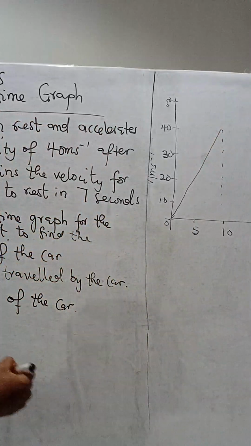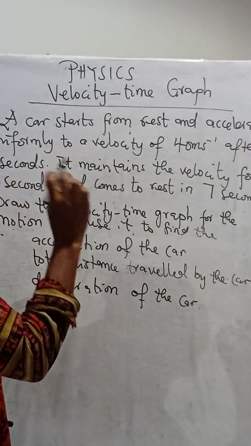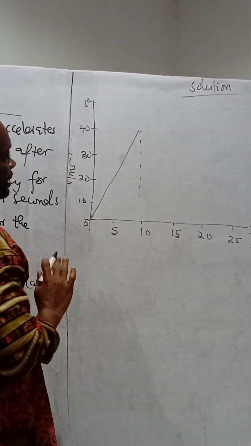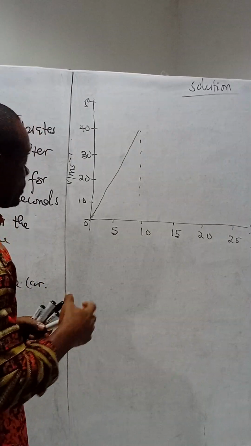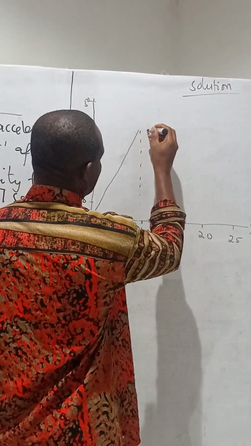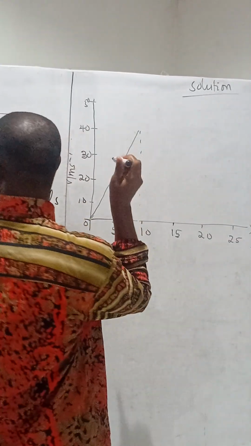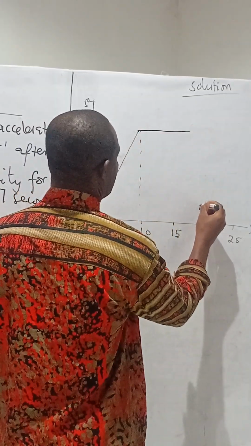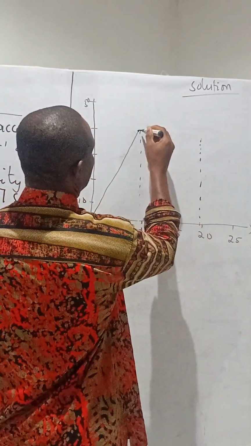Good. That is it. Then it maintained the velocity for 10 seconds. So if this is 8, for 10 seconds, the car was not accelerating. It was moving with a uniform velocity. So this is how it is going to be. We go like that. So for 10 seconds, it was moving until here, 18 seconds. Going from 8 to 18, that will be 10. So we go here.